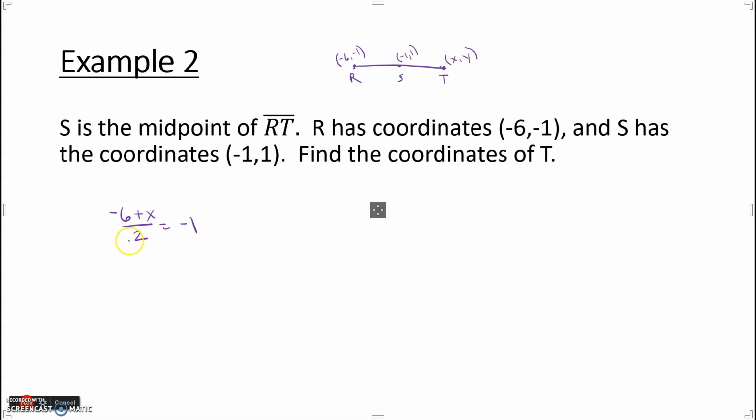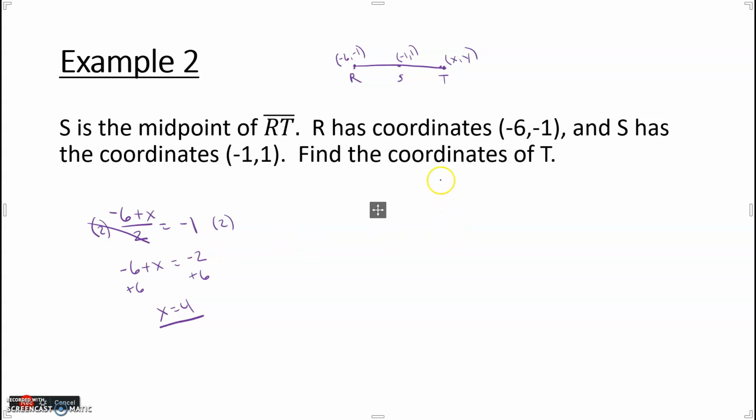So let's work backwards. Instead of cutting it in half, we're going to multiply both sides by 2. All right, those will cancel. -6 plus x. And then -1 times 2 is -2. And then last step, add 6. So we got 6 minus 2 is 4. So our x coordinate is 4, which makes sense. -6 plus 4 is -2. Cut it in half, you get -1. So you have to use the midpoint formula a little backwards.